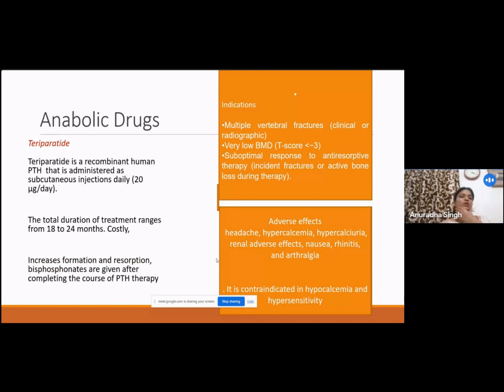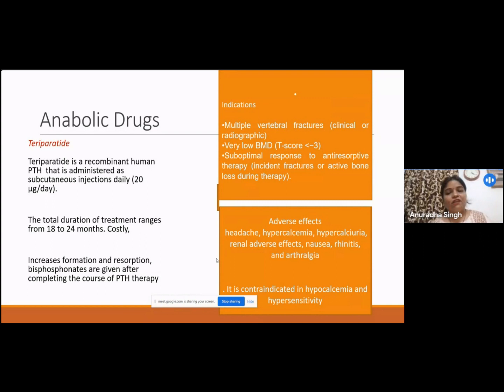Now, a word about anabolic drugs. Teriparatide is a recombinant human parathyroid hormone, which is again an injection. It is a costly treatment. It increases formation and resorption, and bisphosphonates are often given as a sequential therapy after completing the course of parathyroid hormone therapy, that is the teriparatide. Indications are multiple vertebral fractures, very low BMD, that is -3 standard deviations of a T-score, and a suboptimal response to anti-resorptive therapy.